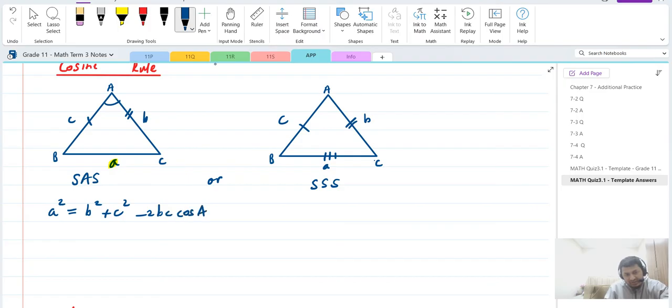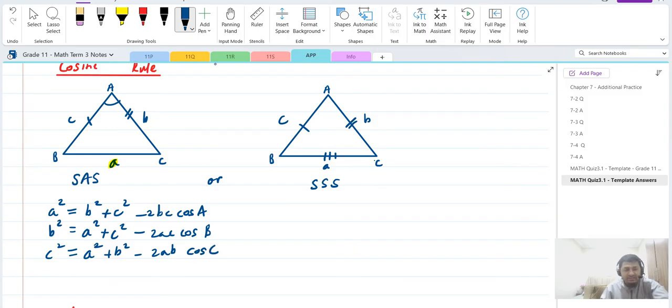of angle A, or you can say b squared is equal to a squared plus, depends what's given. You see in this case b and c is given, so we're putting b squared plus c squared here. So you can write a squared plus c squared minus twice ac cos of angle B, and the last one c squared is equal to a squared plus b squared minus 2ab cos of angle C. It depends which angle is given, that's the one we will use.